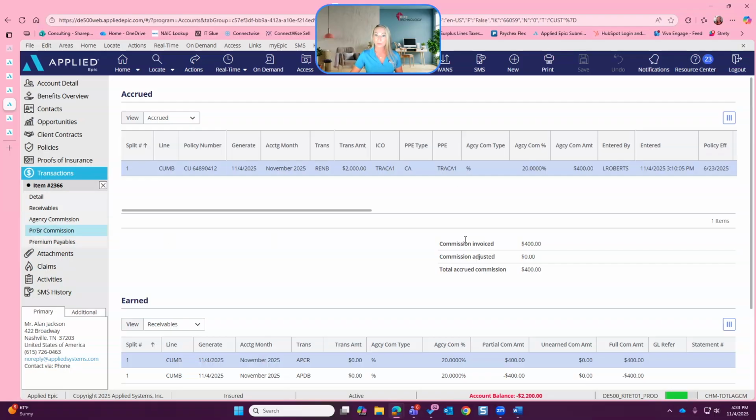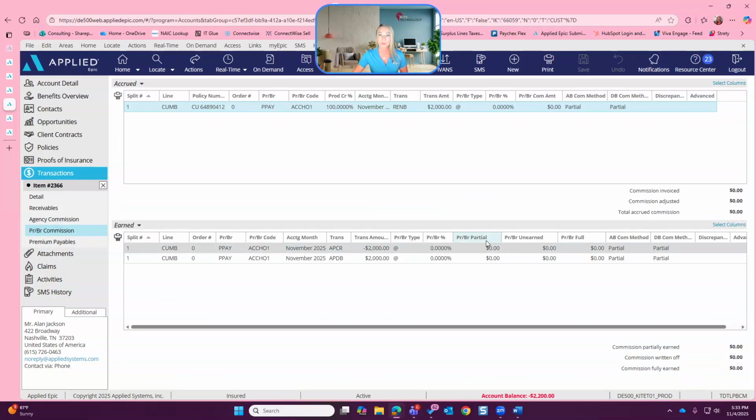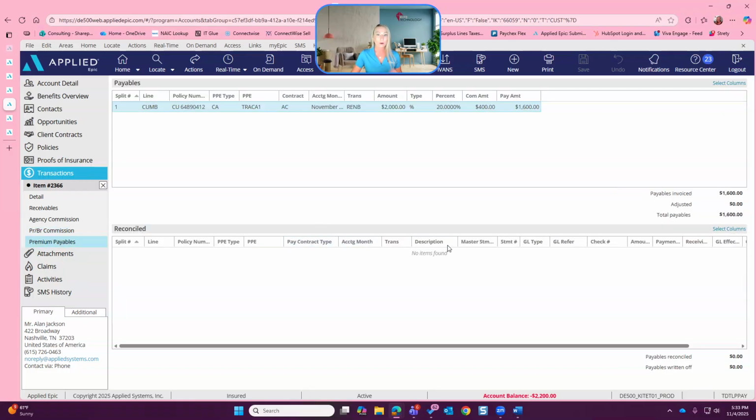There's your producer broker commission. If there was a true producer here that was earning any type of commission, that could have potentially created that balance in your producer expense, balance in your producer payable. And then, of course, premium payables. We always want to keep those in balance by reconciling those and paying those directly from that pay statement, or making sure that they're associated to the appropriate receipt if it's a return premium.